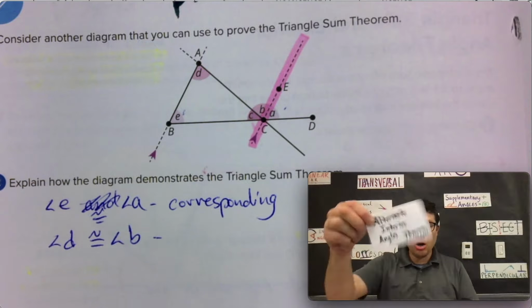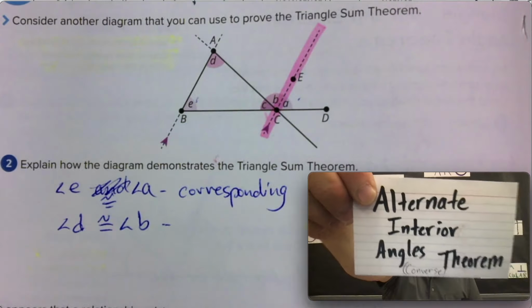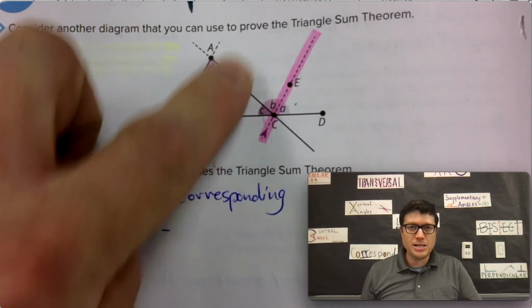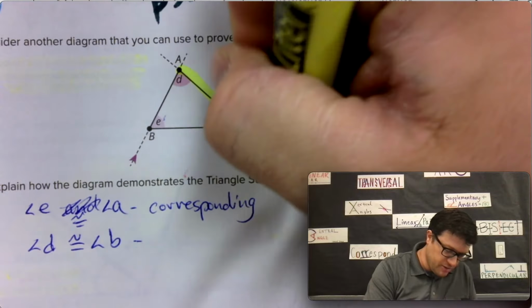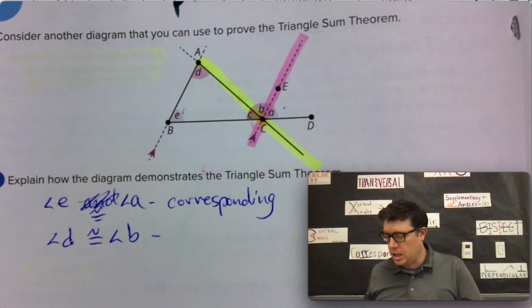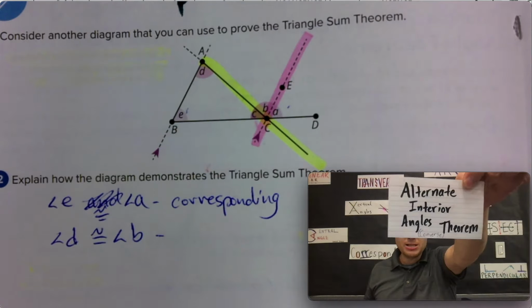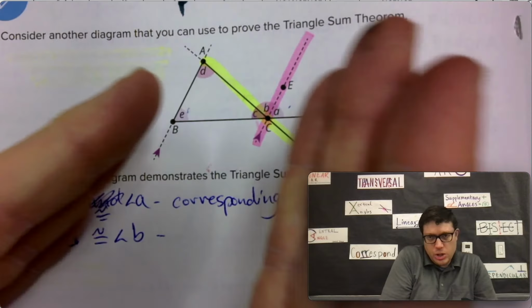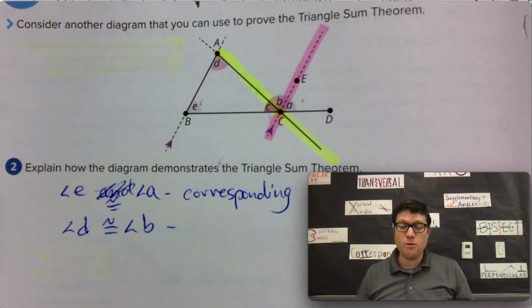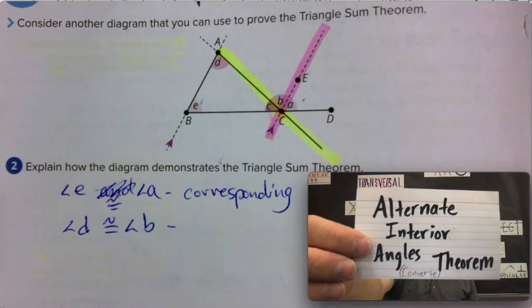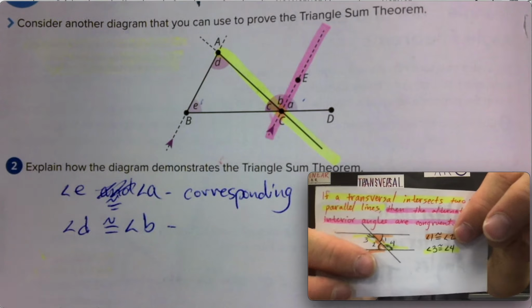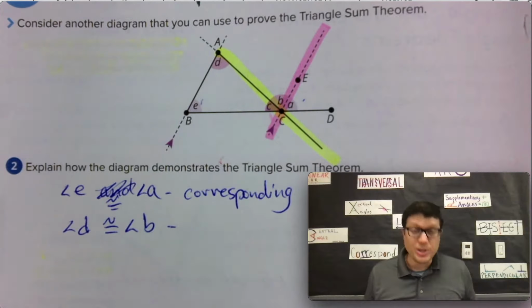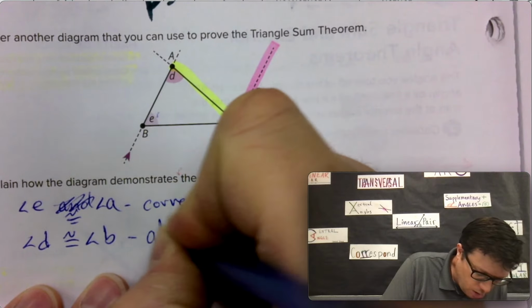They are alternate interior angles. They are on opposite sides of this transversal. So that's one of the transversal sides of two parallel lines. They're on opposite sides, but they're between these parallel lines. So therefore, alternate interior angles. And they must be congruent. So we can say that as well. Alternate interior angles.